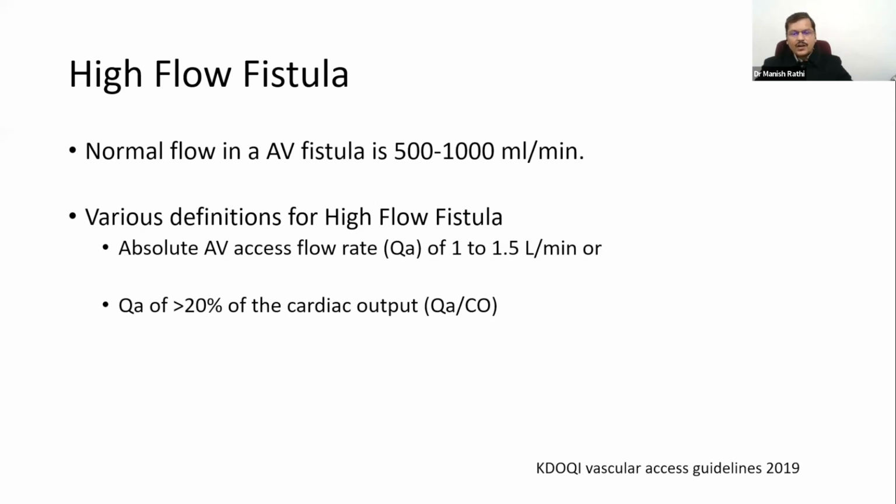However, people have also advised using the ratio of fistula flow to cardiac output, and that is how this definition of 1 liter has come, because normal cardiac output is said to be around 5 liters, and 20% of that 5 liters comes to around 1 liter. So you measure the cardiac output by echocardiography, and you also do a flow assessment. If your fistula flow is more than 20% of your cardiac output, you call this a high flow fistula. So these are the two definitions. You can use either of them. Both kinds of definitions have been used in the literature.